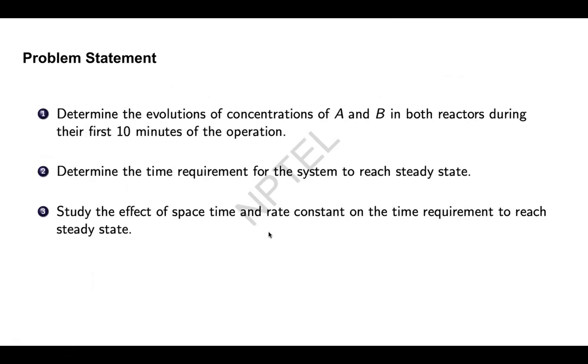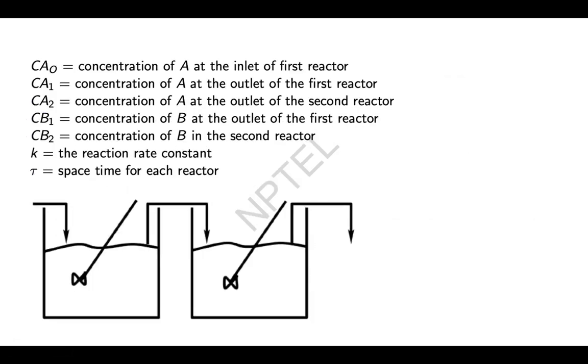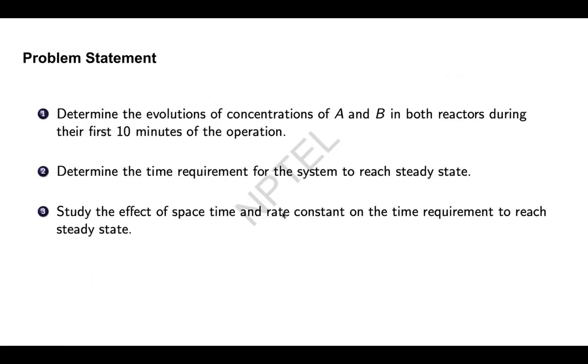Now we have several problem statements that we are encountering here. The first question is, determine the evolution of concentration of A and B in both the reactors during the first 10 minutes of the operation. You know that in the first 10 minutes of operation, the reaction might have reached a steady state or it might still be evolving. Then you will have to identify how the A and B concentrations are changing in the first 10 minutes.